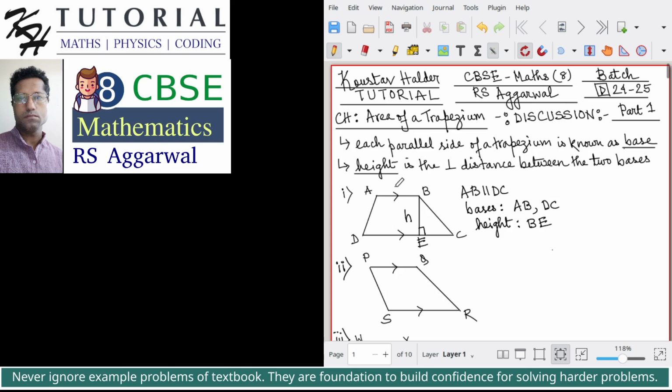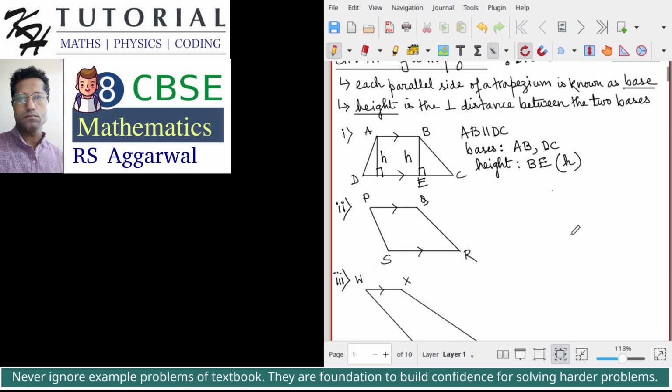Also I can draw a perpendicular from A on the side DC. So this will also be the height h. So for this trapezium ABCD, where AB is parallel to DC and BE is perpendicular to DC, the bases are AB and DC and the height is BE, the length of which we usually denote by the small letter h.